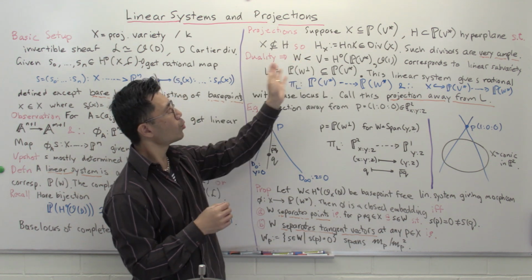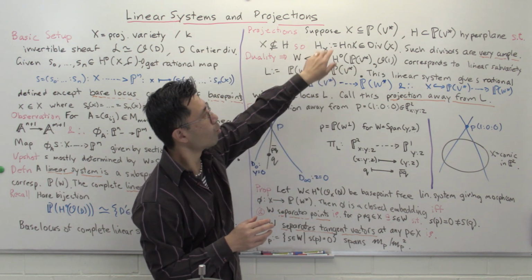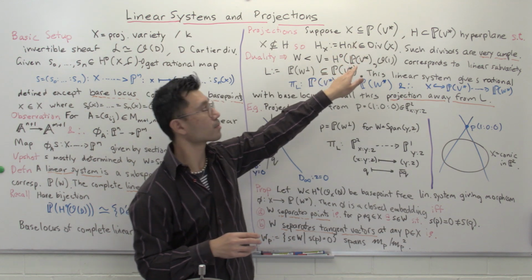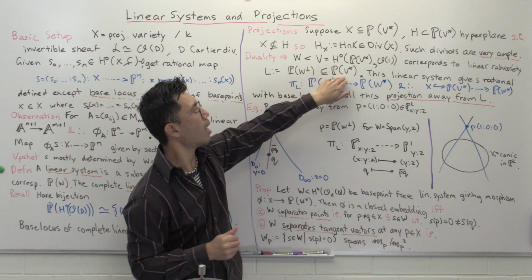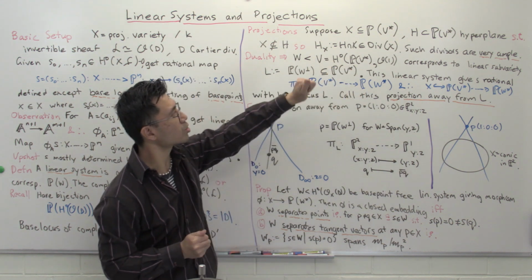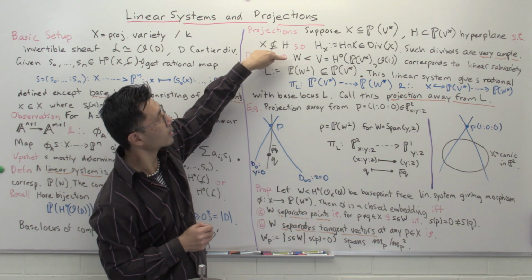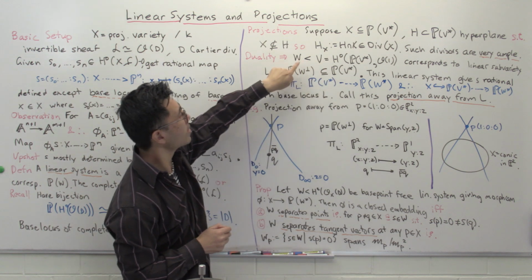Okay, and duality says that the subspaces of this will correspond to linear subvarieties of P of V star. So how does it work? Basically, you can look at all the zeros of this W. So what are the linear functionals where this is 0?